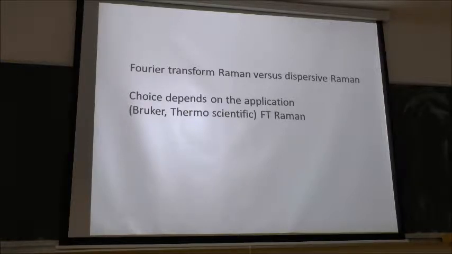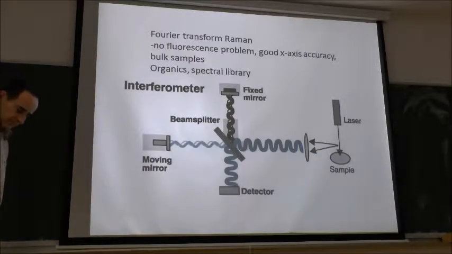So what kind of instruments do we have here? There are two instruments, two different designs: Fourier transform and dispersive Raman. Fourier transform is in principle an interferometer. In order to obtain Raman spectra, you need to apply a Fourier transform algorithm to the Raman signal. This type of instrument has advantages. There is virtually no fluorescence. It has extremely good X-axis accuracy, but it is a huge instrument. It's used mainly for bulk samples, organics, and for making spectral libraries.